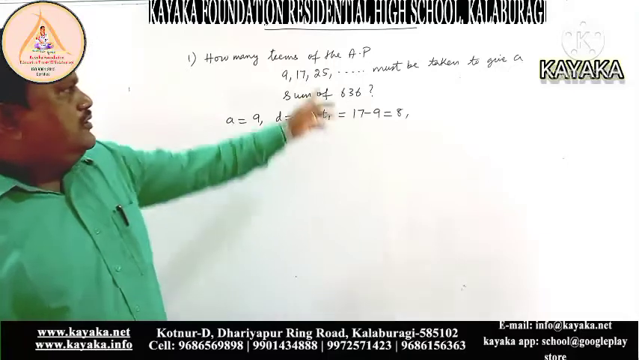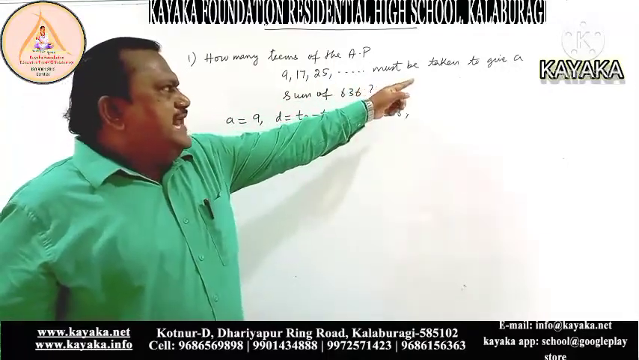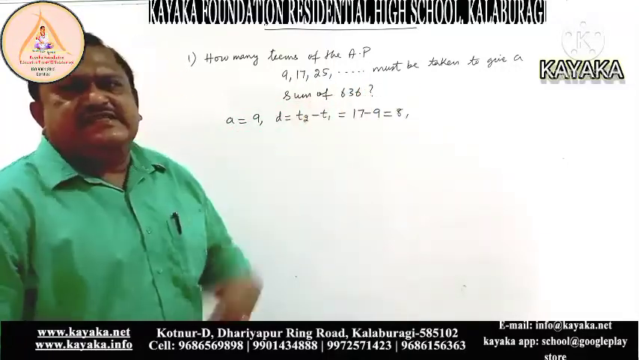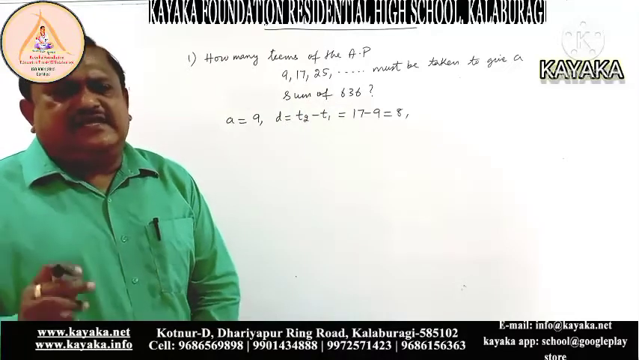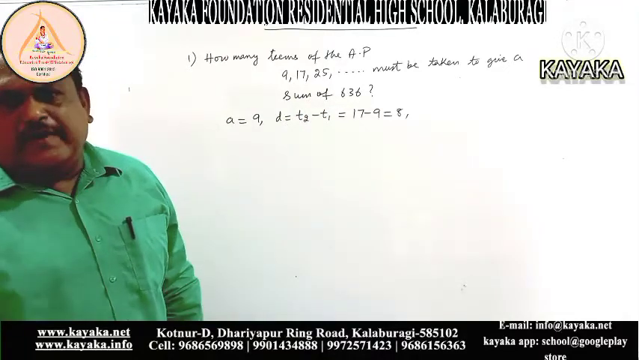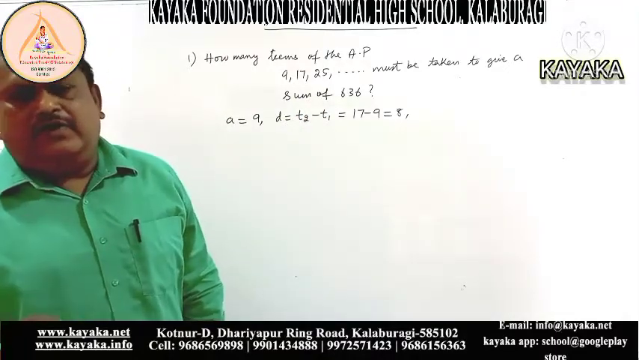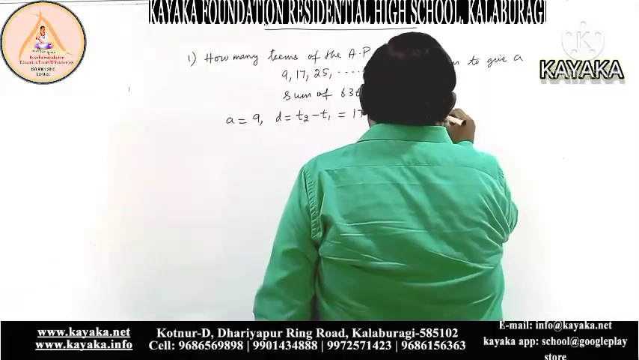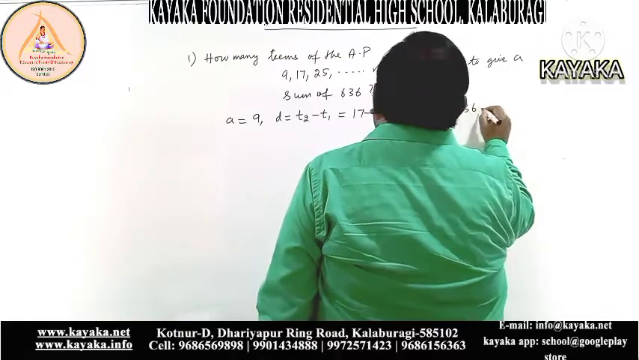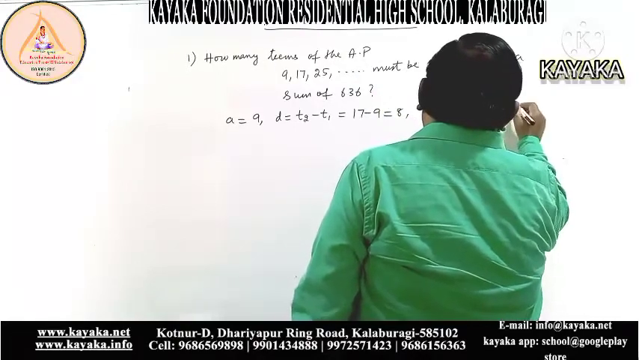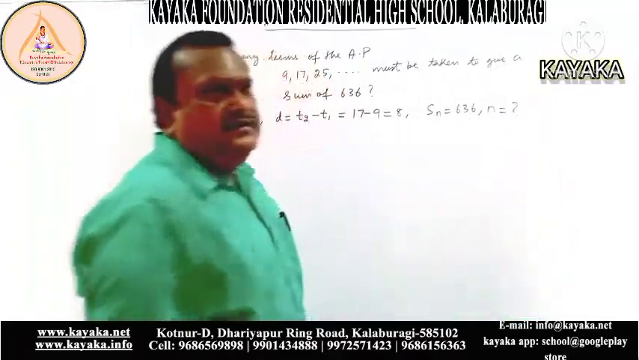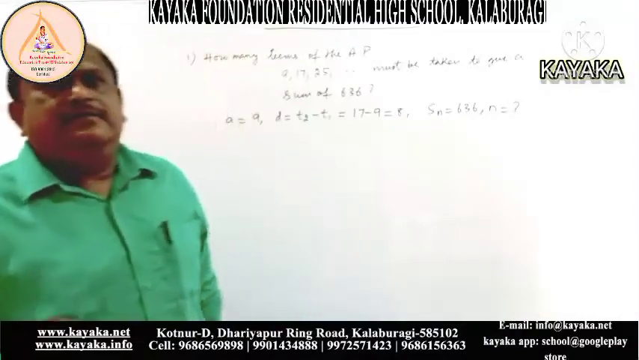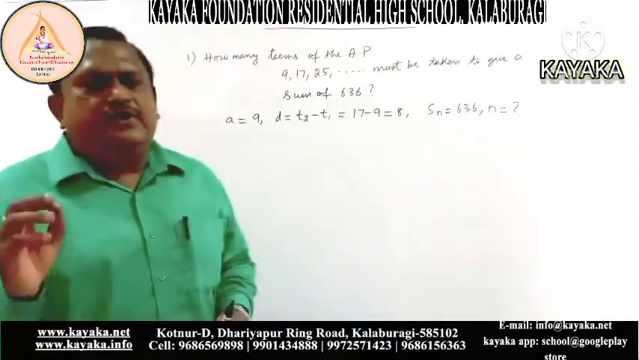Now, read the last line: must be taken to give a sum of 636. The sum is 636. Therefore, what they have given is Sn. Sn is equal to 636. You have to find n, the number of terms.